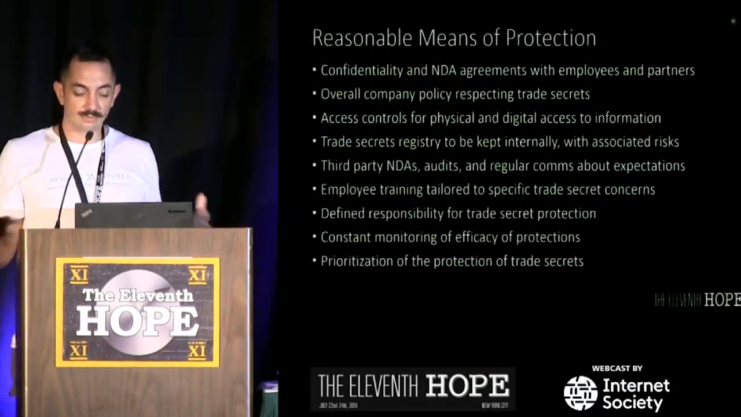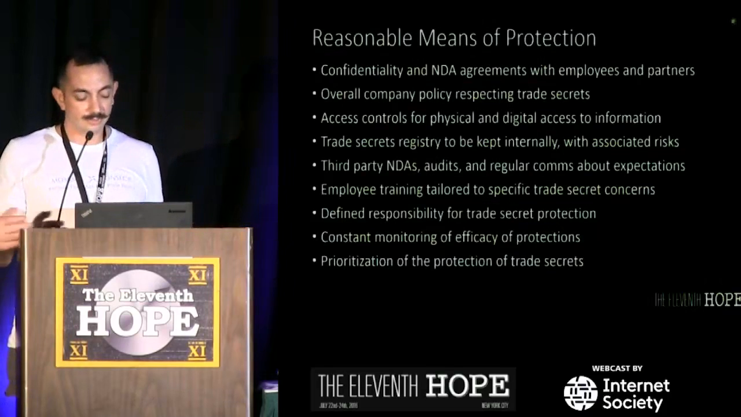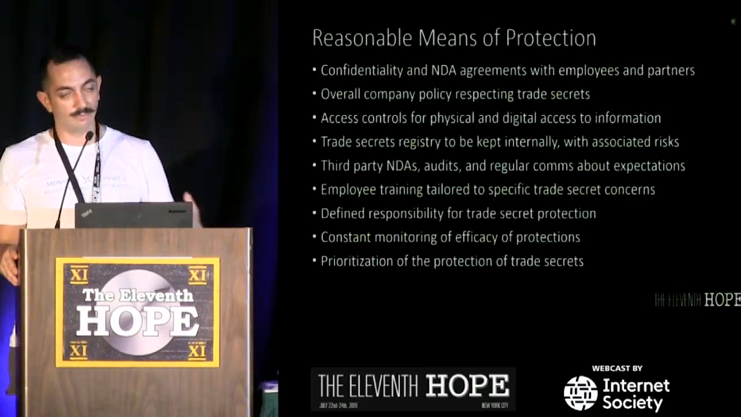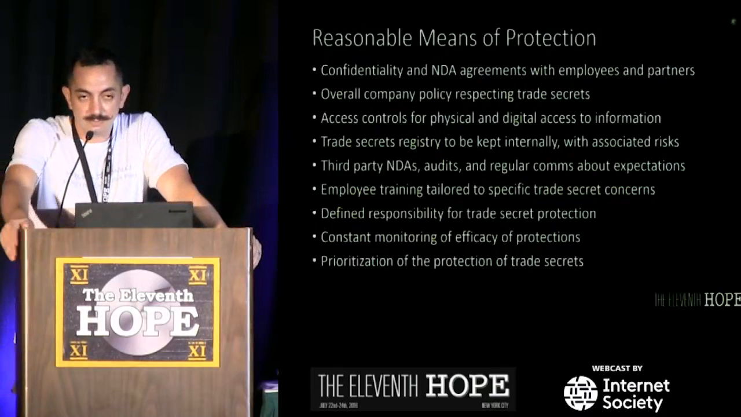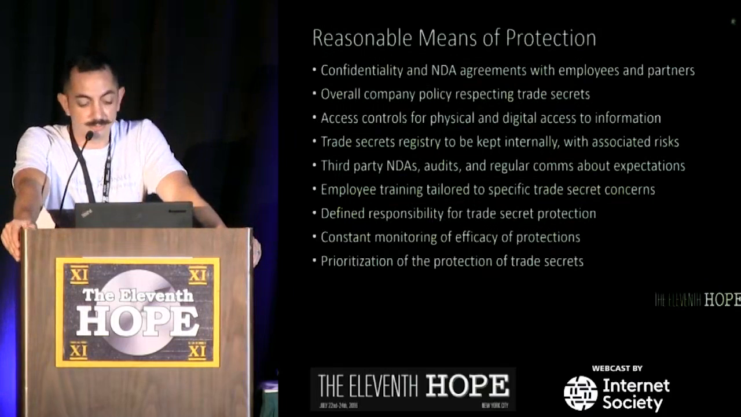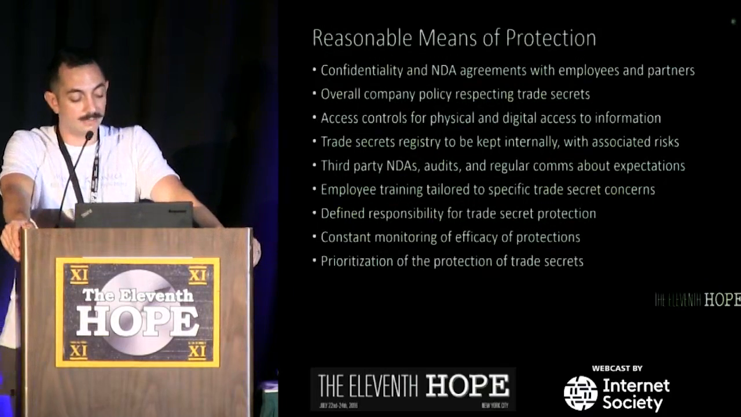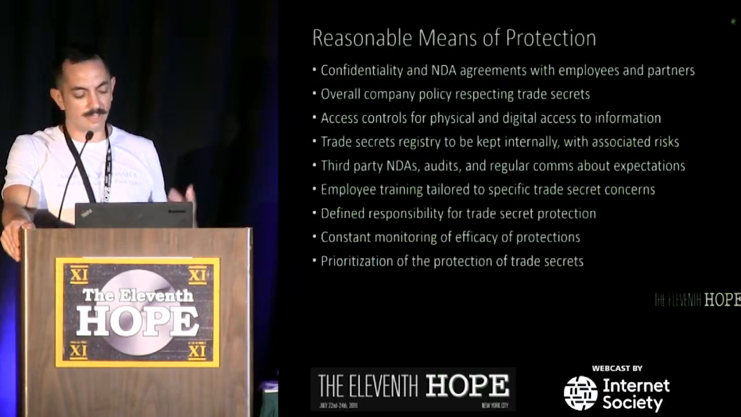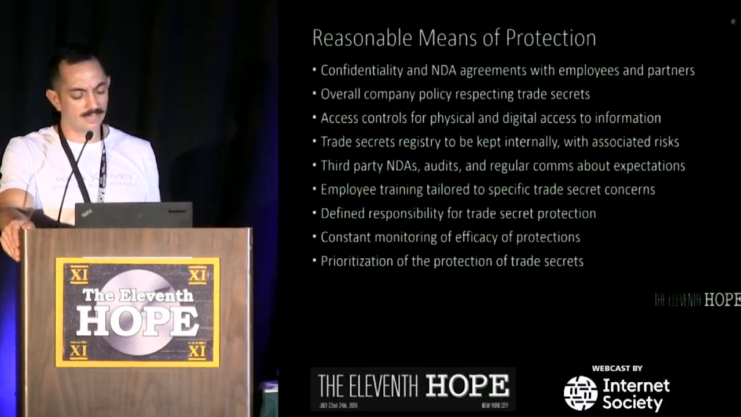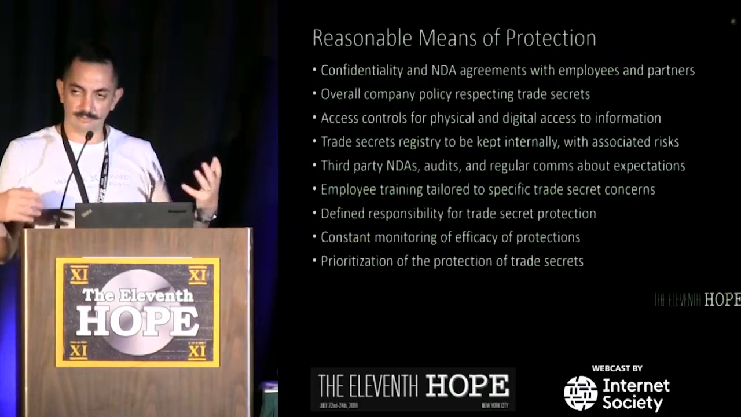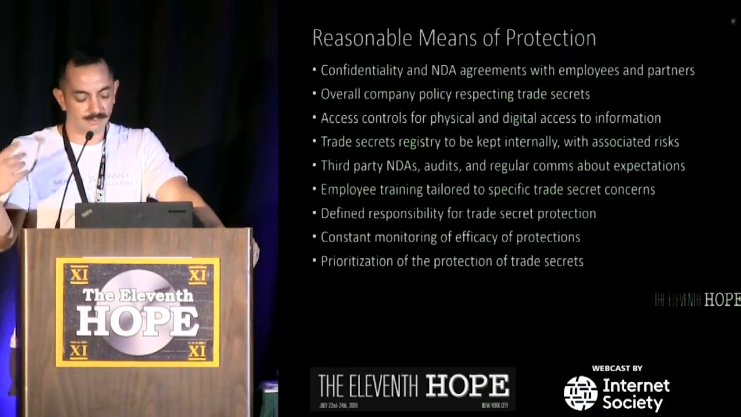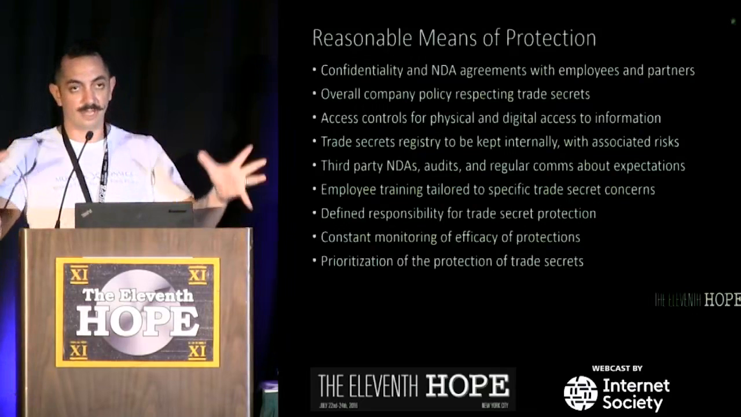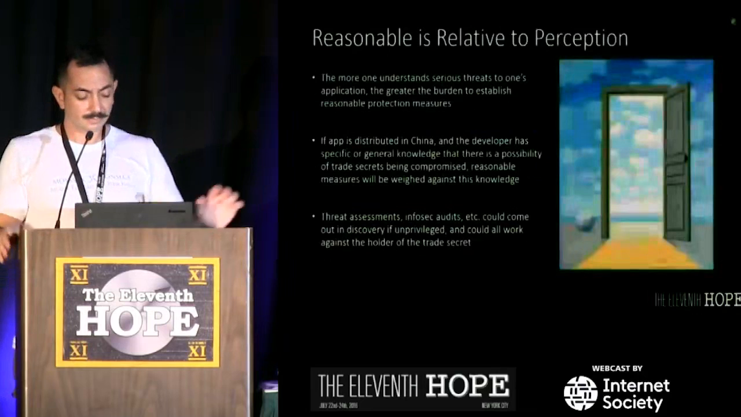Generally, trade secrets are not a new thing. Reasonable means of protection is the kind of bog standard stuff that people would do for many decades, before economic espionage became incredibly simple because people's and companies' information security postures have been so deficient and lacking over the last decade or so. But we're talking about the usual things: confidentiality agreements, NDA agreements, access controls for the trade secret itself, trade secret registries that are kept internally, responsibility for trade secret protection, monitoring of these particular protections, and prioritization of the protection of trade secrets themselves.